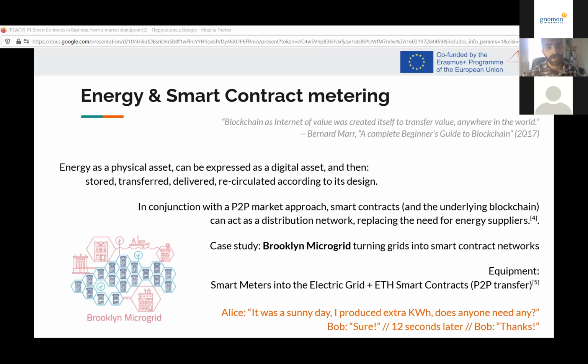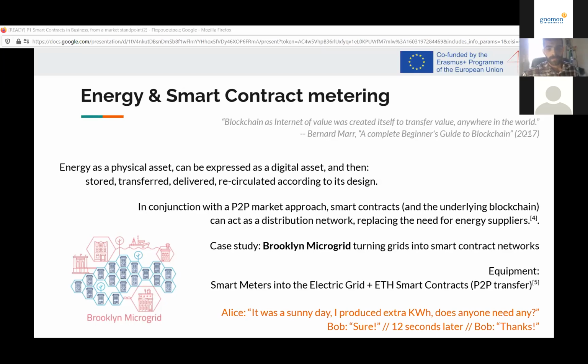Furthermore, from a market standpoint, small-scale producers of energy, for example, non-renewable energy production, or even more, someone that just stores energy, can utilize smart contracts and blockchains in general as a distributional network, replacing that way the need for energy suppliers, the third-party intermediaries that we said before.